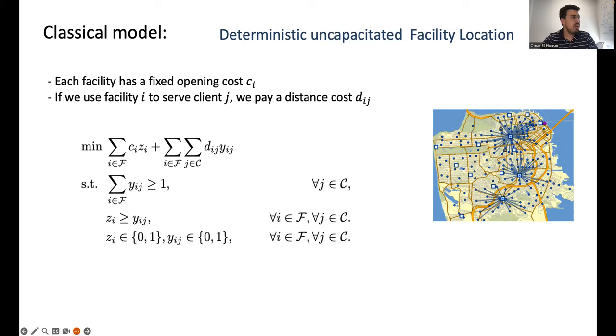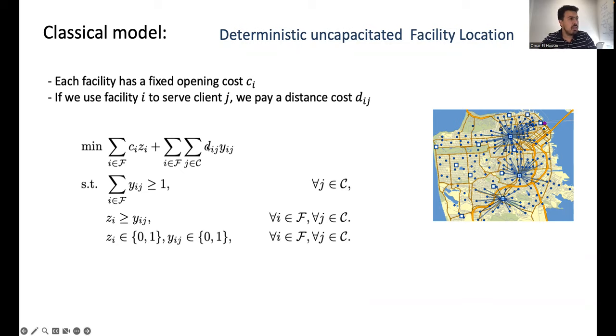Here c_i is the fixed cost of opening facility i. z_i is a binary variable, which is equal to zero if we don't open the facility and one otherwise. The distances I'm denoting by d_ij, so d_ij is the distance between facility i and client j. In the objective function, y_ij is again a binary variable that tells me whether I should serve client j from facility i. This is a very simple integer program. The first piece is the opening cost, so it's the summation over all facilities of c_i z_i.